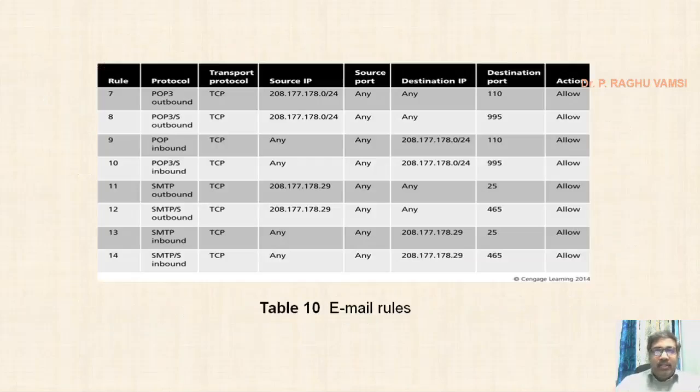So here is a table that shows the configuration of email, like POP outbound and POP inbound. These are the ways you can set it: protocol name, transfer protocol, source IP, source port, destination IP, destination port, and the action, whether allow or deny. So this is the way you can set it.